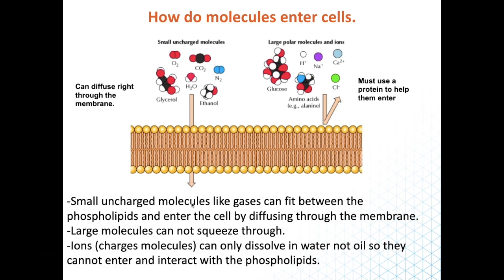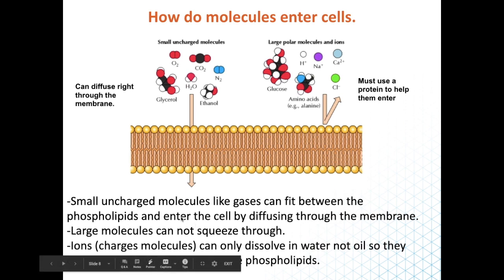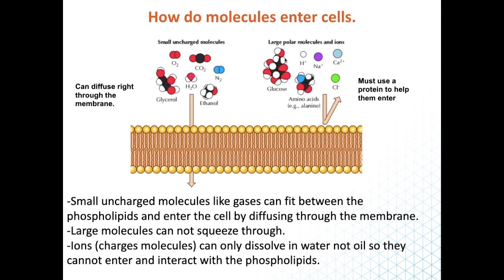So oxygen can come in and water can come in, and carbon dioxide, which is a waste product, can just leave with no problems. While charged particles like salt and sugar and amino acids, or larger particles, cannot go straight through the membrane, either because they can't mix with the oil or because they're too large. They'll be rejected and they have to find another way to enter the cell.